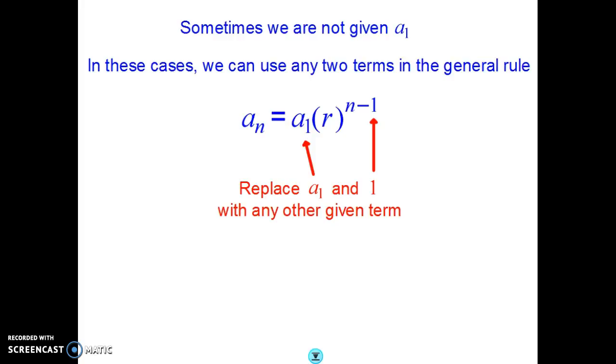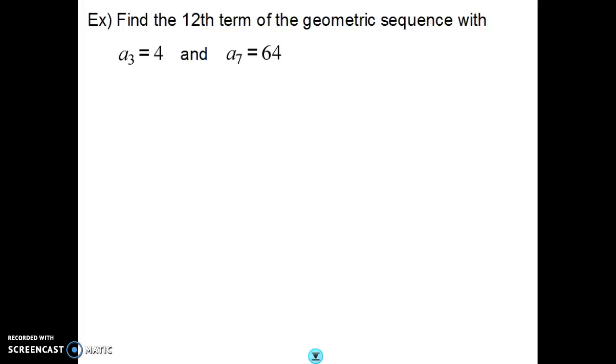Now, just like with arithmetic sequences, in geometric sequences, we sometimes aren't given a sub 1. So in those cases, just like with arithmetic, we're not going to use a sub 1, we're going to use some other term that we're given. And we're going to replace a sub 1, and we're also going to replace the 1. So let's look at an example. In this case, we're asked to find the 12th term of the geometric sequence that has a sub 3 equal to 4, and a sub 7 equal to 64.